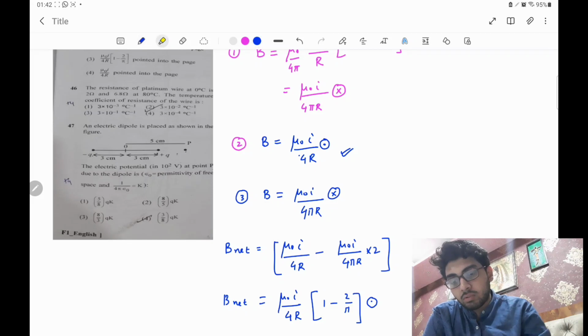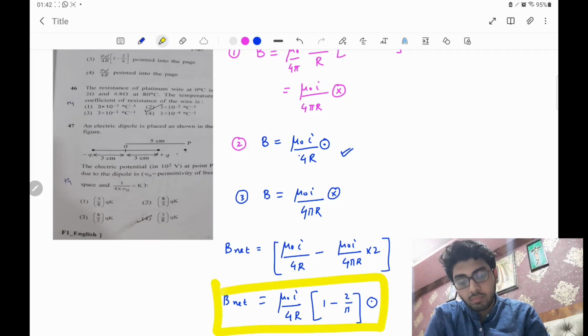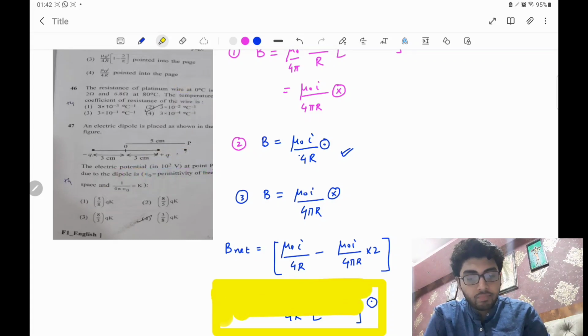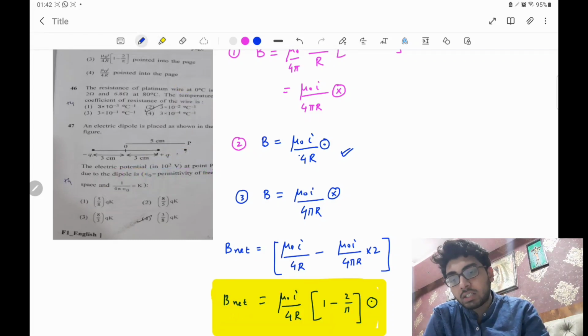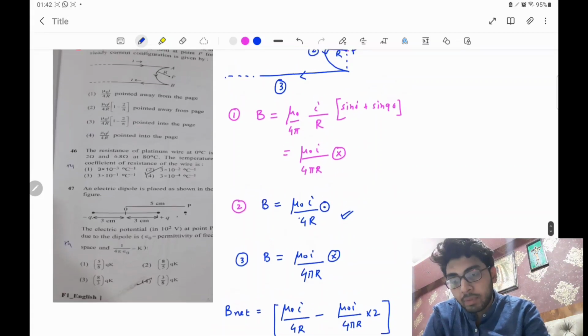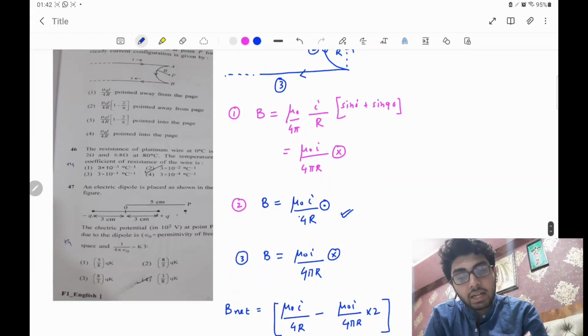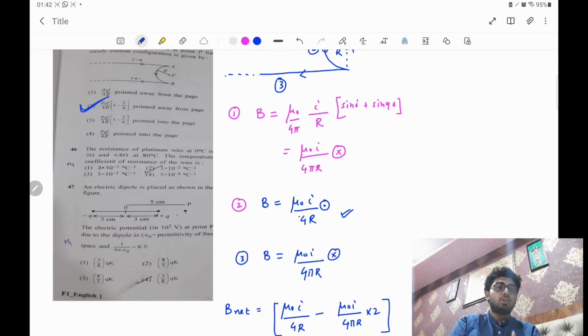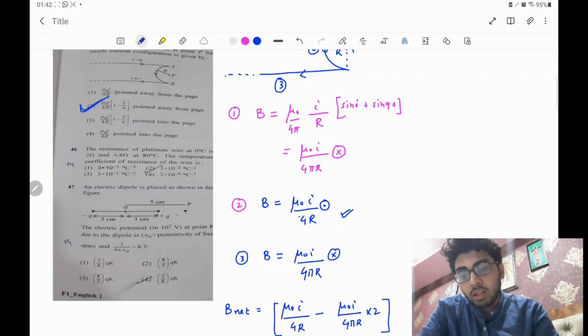Clear? So that means your correct option is which one? Mu naught I by 4r, but it is directed away from the page. That means option 2 is the correct option. Okay, now come to the next one.